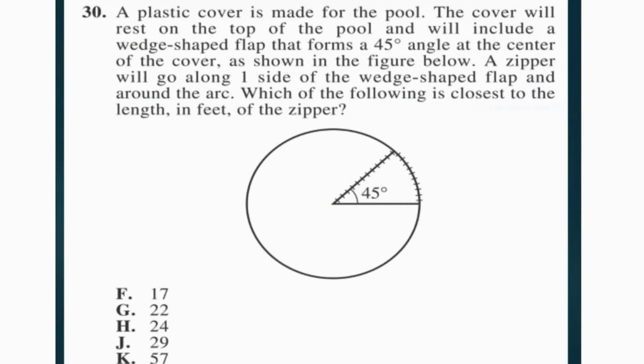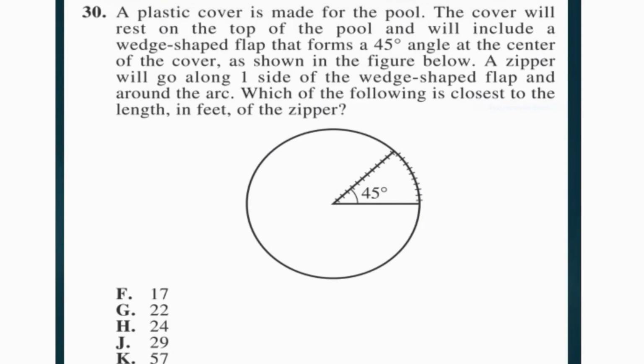A plastic cover is made for the pool. This is the pool from question 29. If you remember, that pool had a diameter of 24 and a radius of 12. The cover will rest on the top of the pool and will include a wedge-shaped flap that forms a 45-degree angle at the center of the cover, as shown in the figure below.